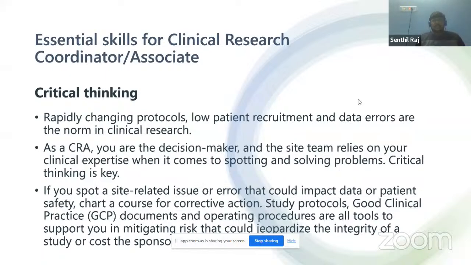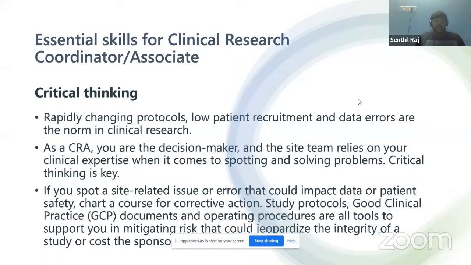So majority of the time, the CRA will be the decision maker. Even though he will be traveling all over from one place to another, he has to take some decisions which the site will be expecting also. So his role is vast. You have to go and talk to them.